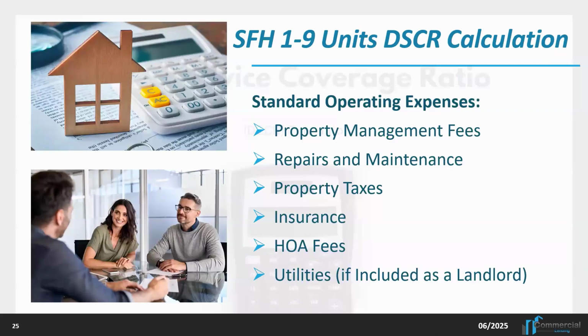Okay, so now we look at the DSCR calculation. What are the fees that we need to calculate for SFH 1 to 9 units for the DSCR? This can include the standard operating expenses: property management fees, repairs and maintenance fees, property taxes, insurance, HOA fees, and utilities. But if the landlord includes those, then it will come differently. So altogether, we get the standard operating expenses that Dexter tried to make you understand in the calculation.